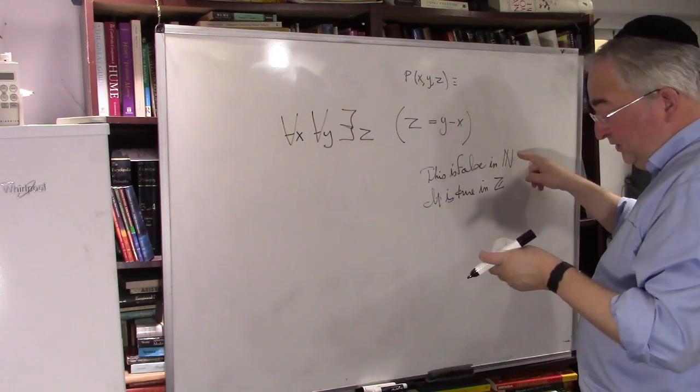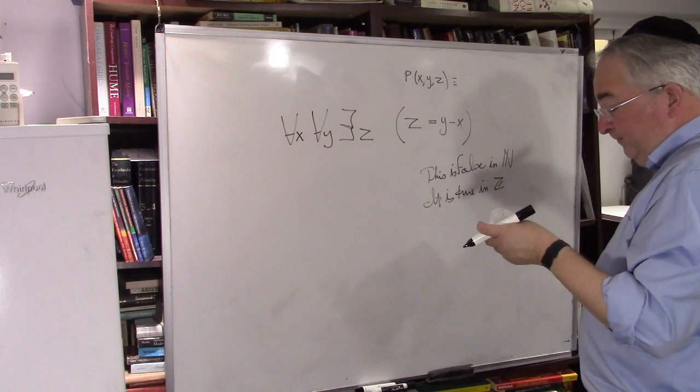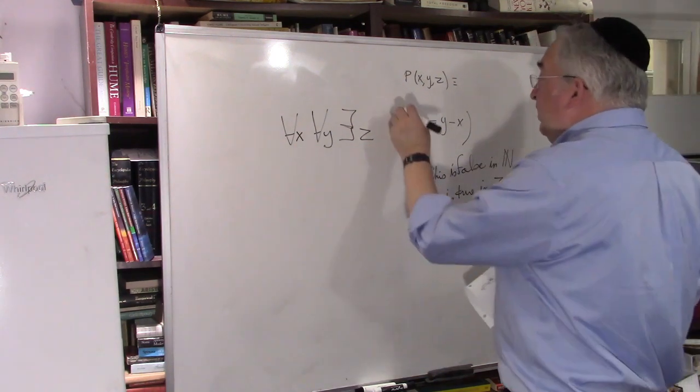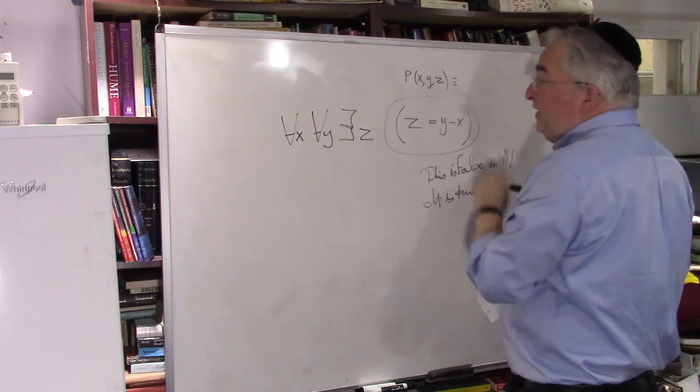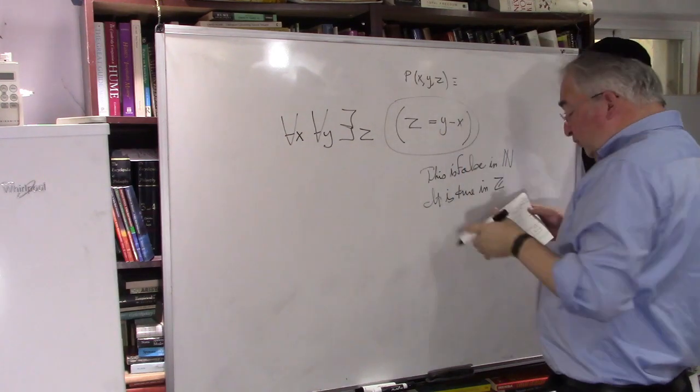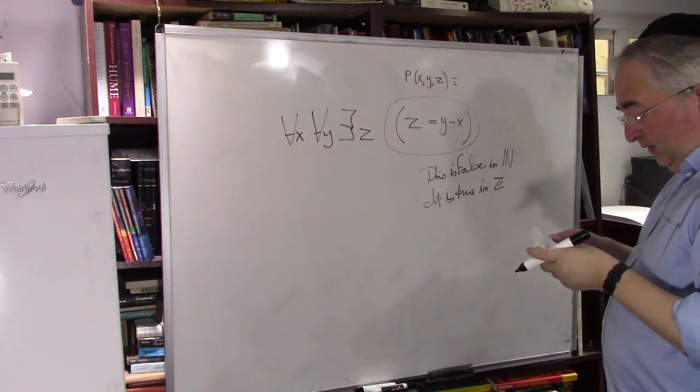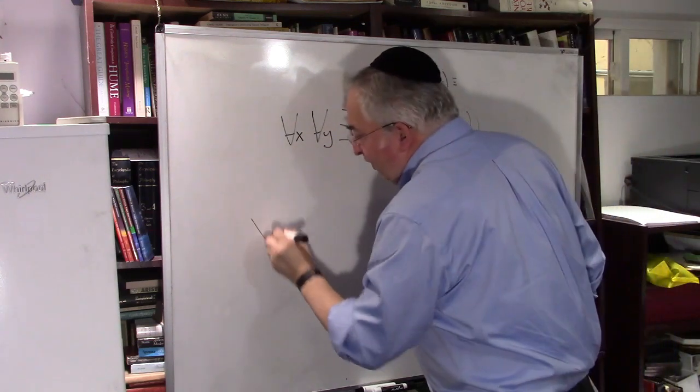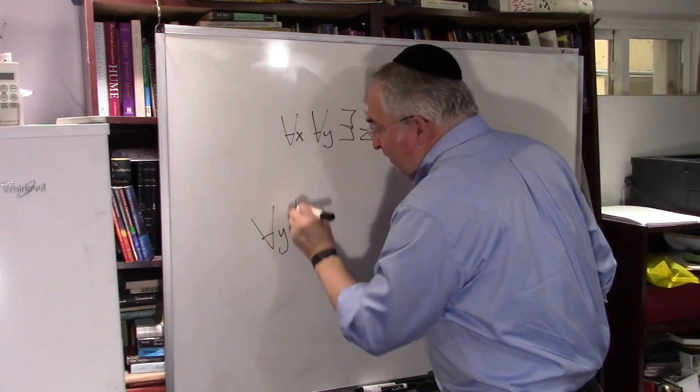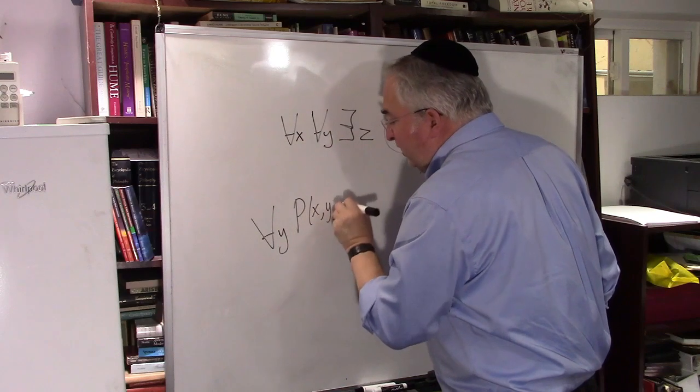Doesn't work for this because this only has positive numbers. Okay, so this is a predicate. I didn't write it as a predicate, but that's a predicate. It's called a three-place predicate. Okay, now let's do another thing. What about this? For all y, p of x comma y comma z.